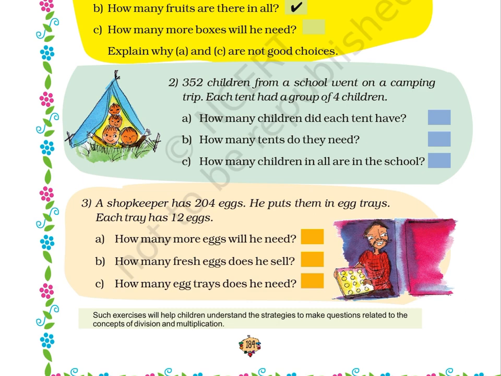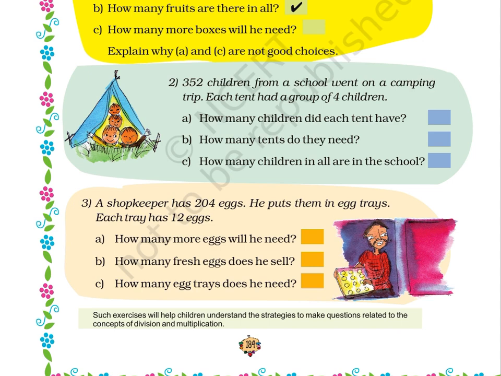352 children from a school went on a camping trip. Each tent had a group of 4 children. A. How many children did each tent have? B. How many tents do they need? C. How many children in all are in the school? Tick the one question which matches with the given problem.